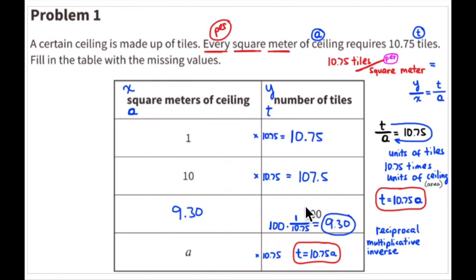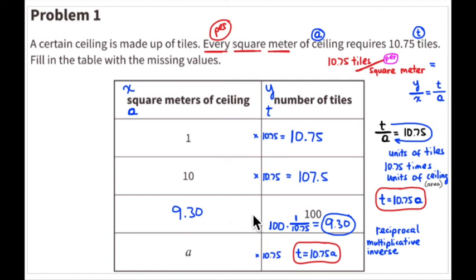If you go the other way, I have 100 tiles. How much of the ceiling can I cover with my 100 tiles I happen to have? Well, now you use the reciprocal of 10 7/75. So that's 1 over 10 7/75. So you divide by 10 7/75, multiply by 1 over that, same as dividing. So 100 divided by 10 7/75 equals 9 3/10. So with my 100 tiles, I can cover 9 3/10 square meters of ceiling.